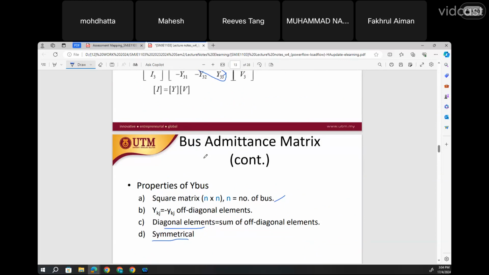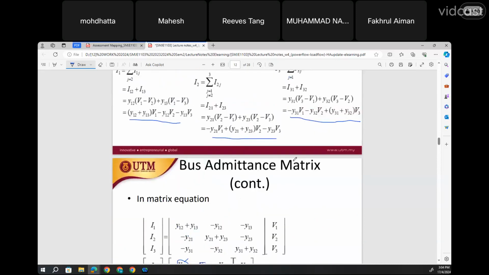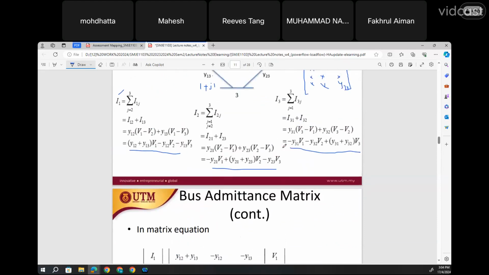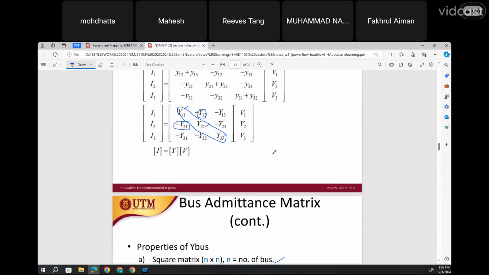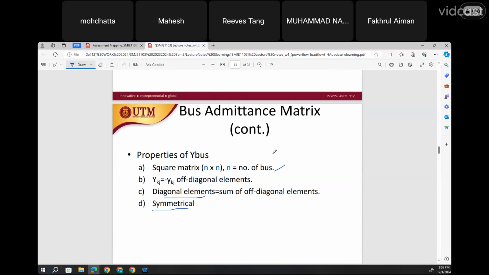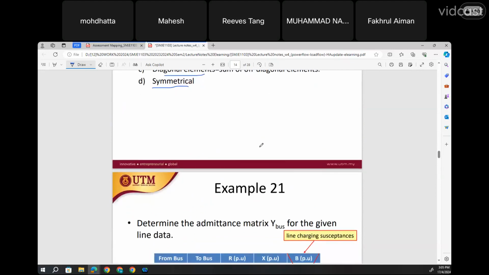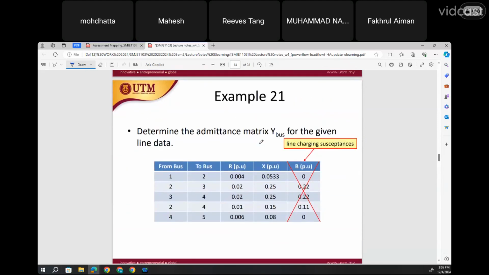You might hit some calculation error. Your calculation might be wrong somewhere, maybe around the development when you try to come up with the equation of your currents. If you notice, this will always be a square matrix and also symmetrical. All right, example, another example.